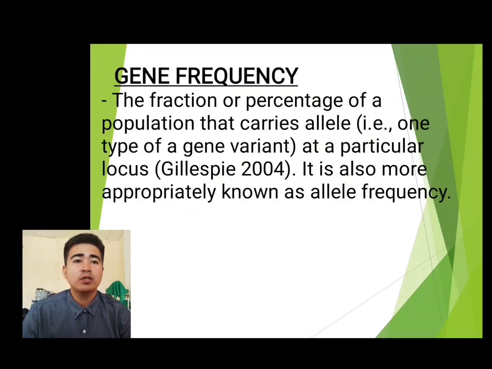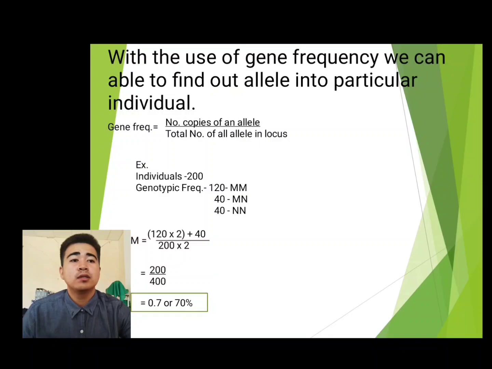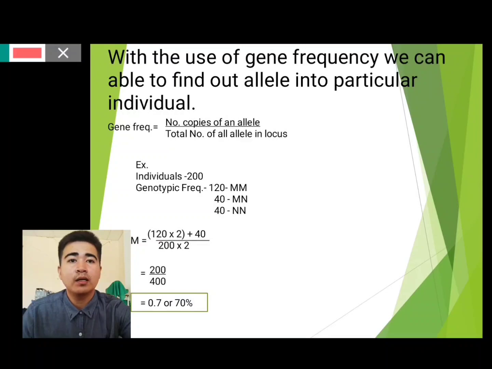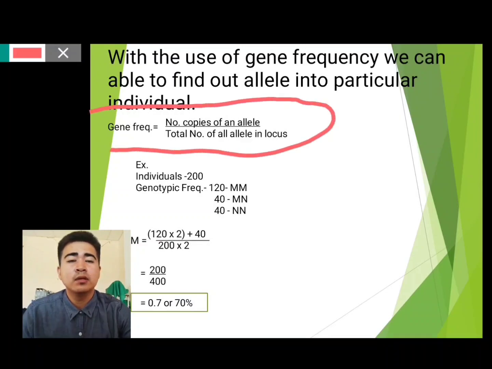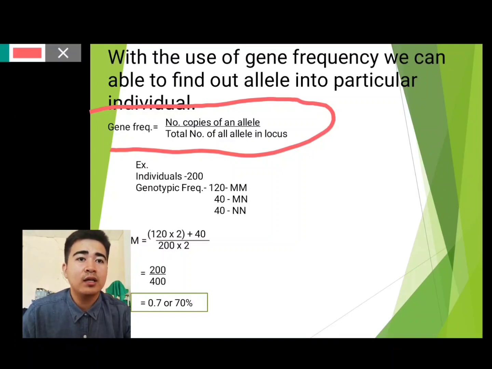Gene frequency is the fraction or percentage of a population that carries an allele at a particular locus. It is also more appropriately known as allele frequency. With the use of gene frequency, we can find out the allele in a particular individual. This is the formula of gene frequency: gene frequency equals the number of copies of an allele divided by the total number of all alleles in the locus.